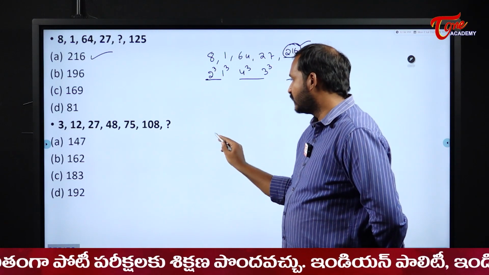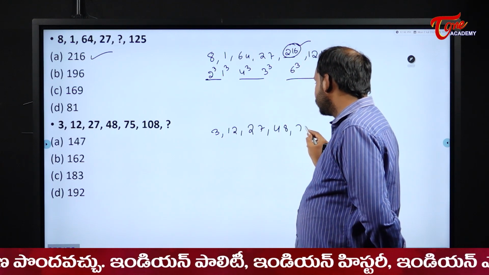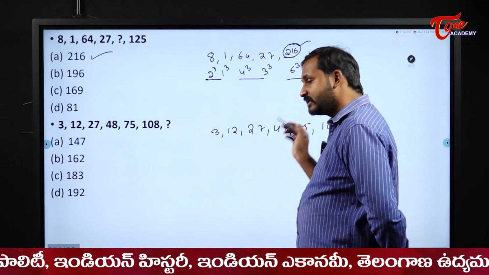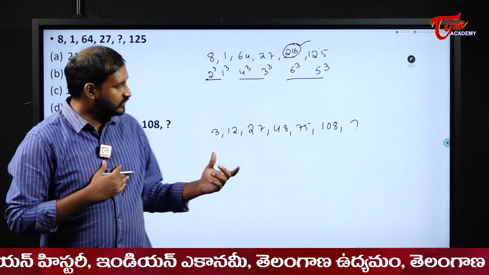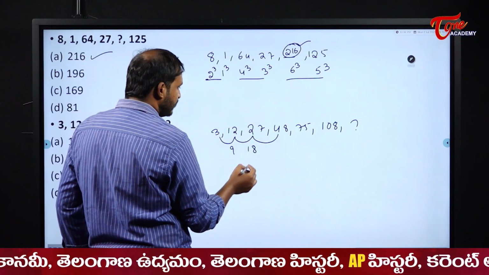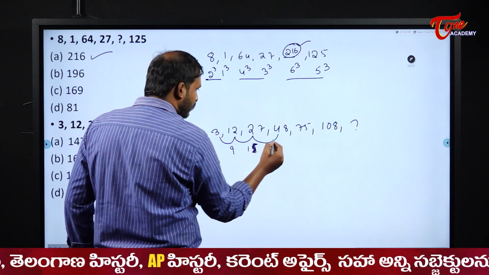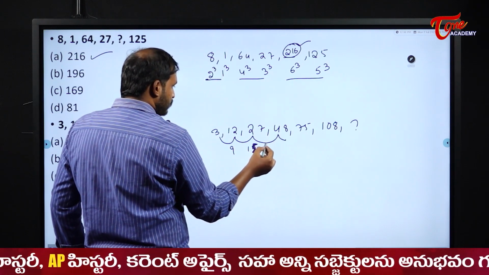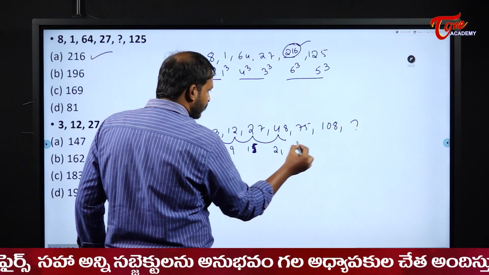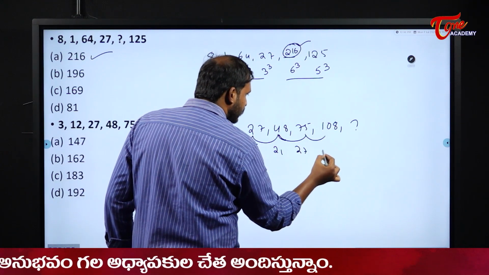Next, see here: 3, 12, 27, 48, 75, 108, and what comes next? From 3 to 108 it moved, a very huge change. But in between there are many numbers, right? So let us try to write the difference here. 9, 15, 21. From 48 to 75, the difference is 27. From here to here, the difference is 33.